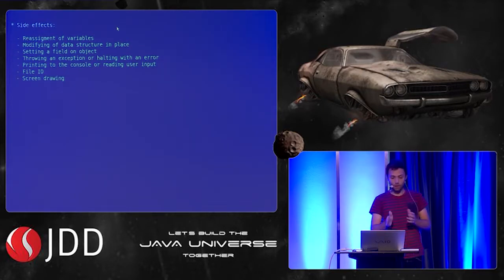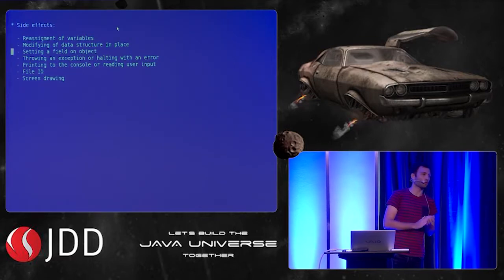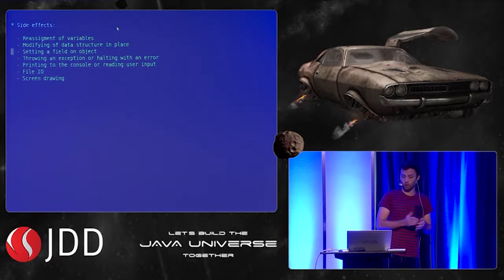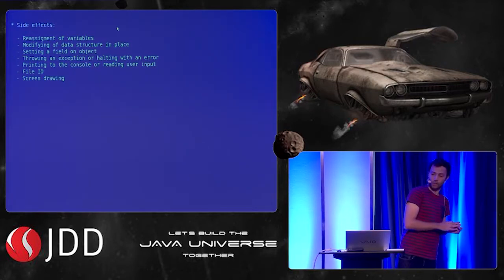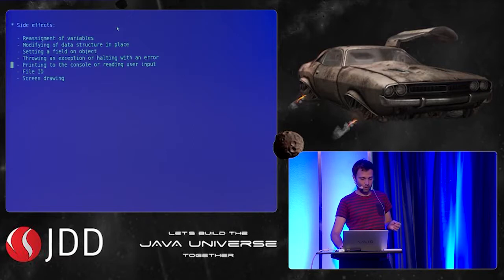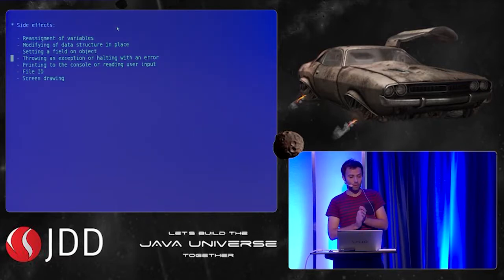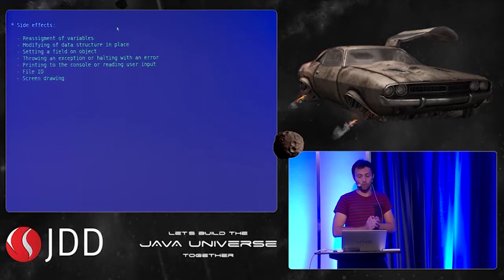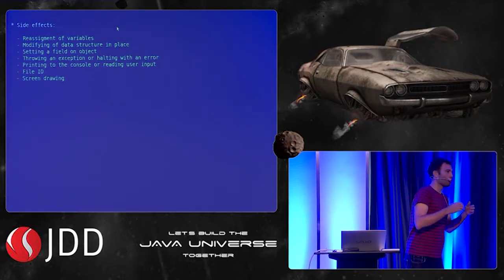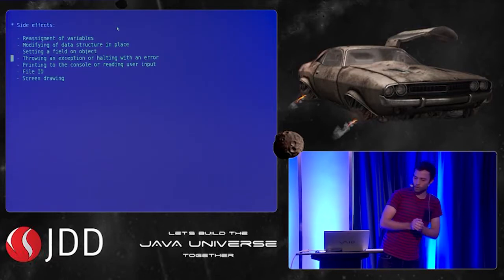You should avoid setting a field on an object. This is also a side effect. So you should try to create immutable objects and immutable classes. We can do this easily in Scala using case classes that we'll see a little bit later. You should avoid throwing an exception or halting with an error. This is bad. And you should also avoid printing to the console, reading user input, file I/O, and screen drawing. You might say we cannot create real programs without doing this.